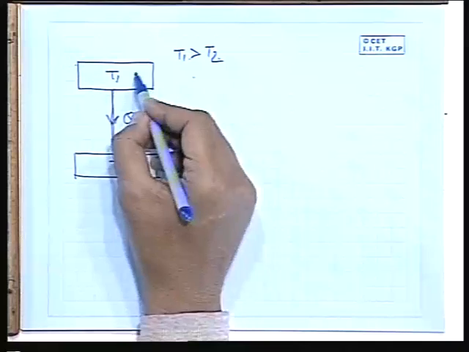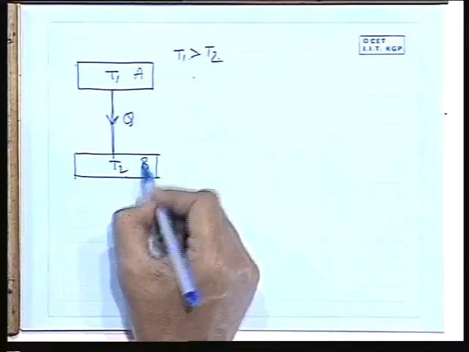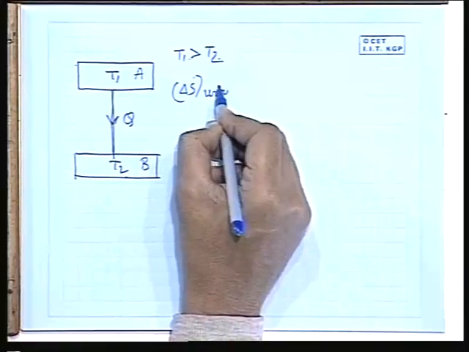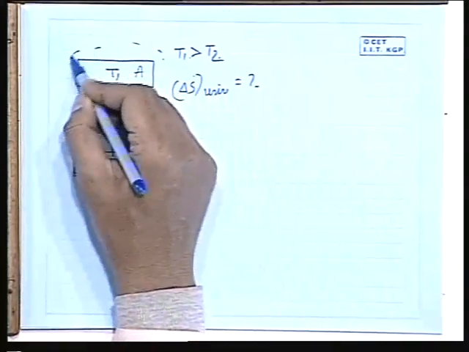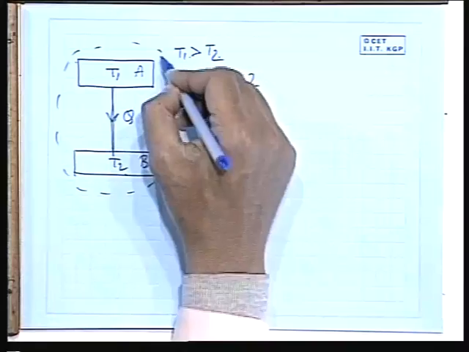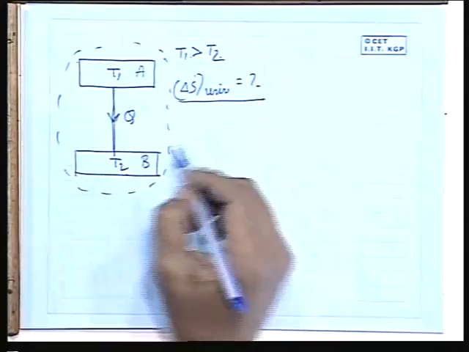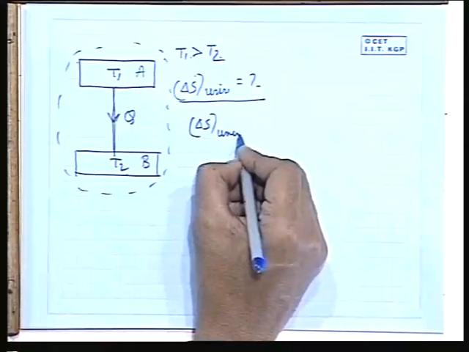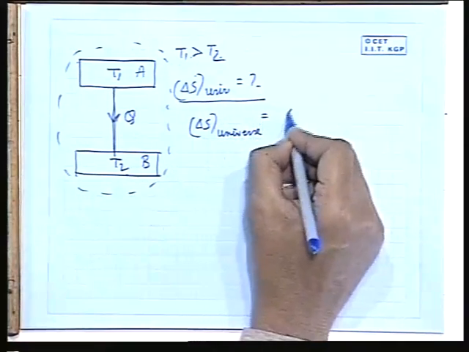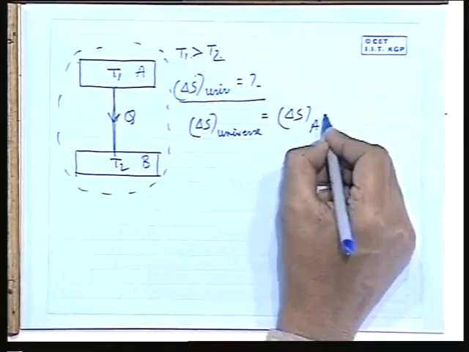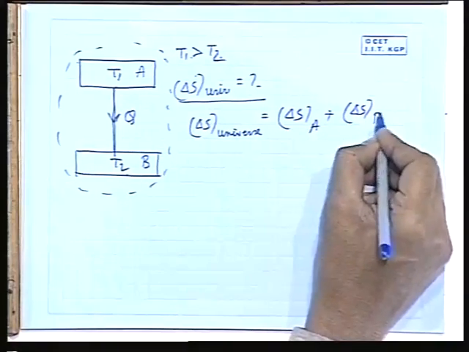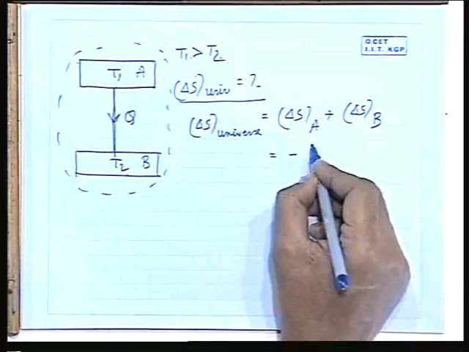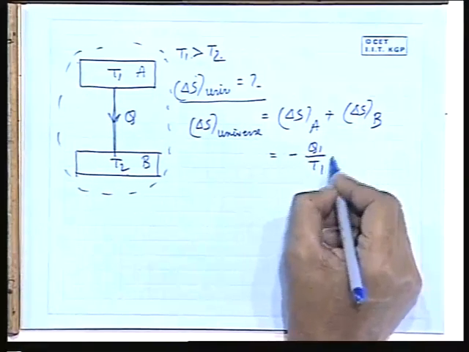Let this be A and this be B. Then what is delta S universe? How to find out? I can define these two systems as a universe, and this value can be found out. The universe now comprises system A and system B. Delta S universe is delta S A plus delta S B. Any concept, any confusion, you can ask me. What is delta S A? Minus Q1 by T1. What is delta S B?